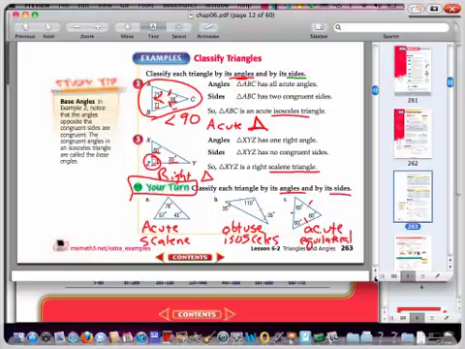And you will find out, at least you might notice that all equilateral triangles are going to be acute because they have to be less than 90 in order to total up to be 180.